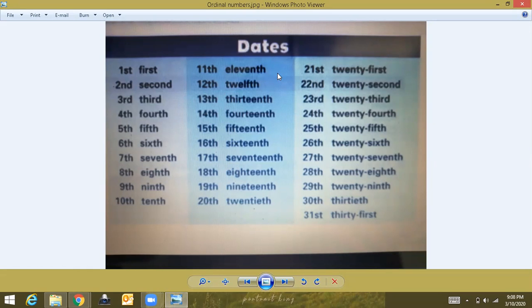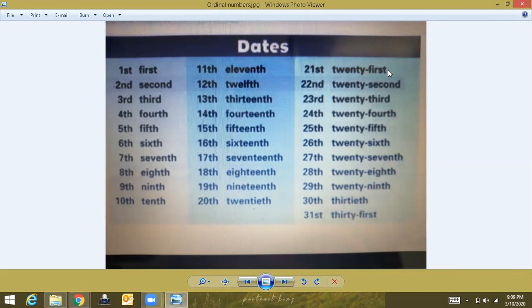And then we go with the second group. You say eleventh, twelfth, thirteenth, fourteenth, fifteenth, sixteenth, seventeenth, eighteenth, nineteenth. How do you say vigésimo in English? Twentieth. Yes, you can perfectly say twentieth with the second T or omit it. The two options are good.